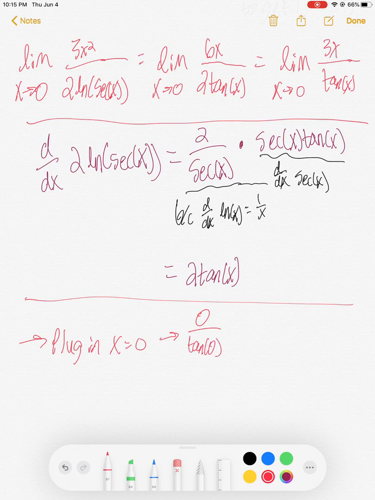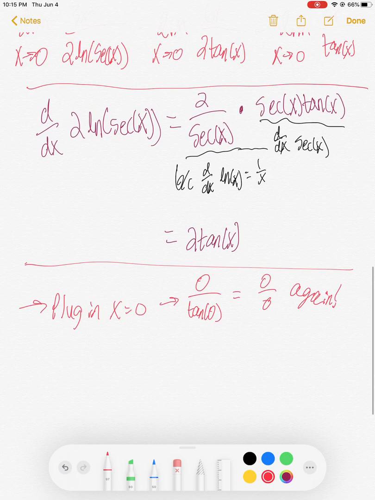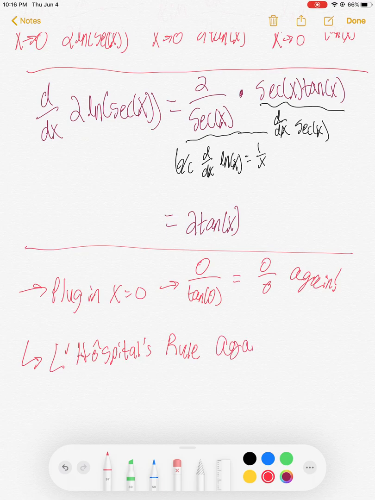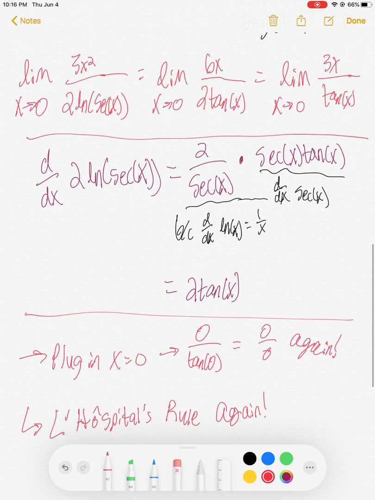Let me box off this little region here because this was side work. If I plug in x equals 0, then I get 0 again, 3 times 0 over tangent of 0, and tangent is sine over cosine, and sine of 0 is 0, right? So this comes out to just be 0 over 0 again. Which means that we have to hit it again with L'Hopital's rule.